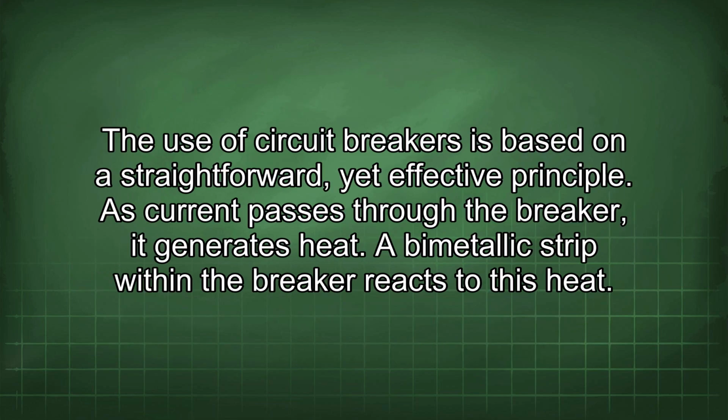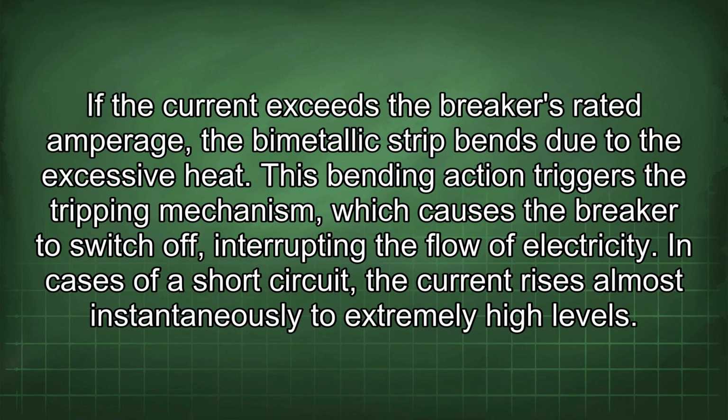The use of circuit breakers is based on a straightforward, yet effective principle. As current passes through the breaker, it generates heat. A bimetallic strip within the breaker reacts to this heat. If the current exceeds the breaker's rated amperage, the bimetallic strip bends due to the excessive heat. This bending action triggers the tripping mechanism, which causes the breaker to switch off, interrupting the flow of electricity.